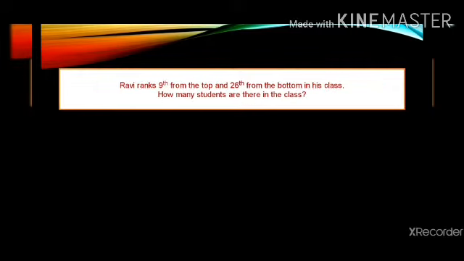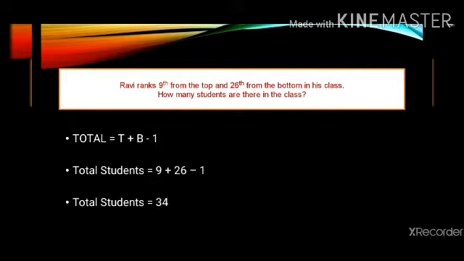A similar question is there. Ravi ranks 9th from the top and 26th from the bottom in his class. How many students are there in the class? Same thing I'll do. The total number of students will be, T denotes rank from the top, B denotes rank from the bottom, top plus bottom minus 1. Therefore 9 plus 26 minus 1, which is 34. You don't have to make the diagram always. If you feel it is convenient for you to just use the formula, you can use it.